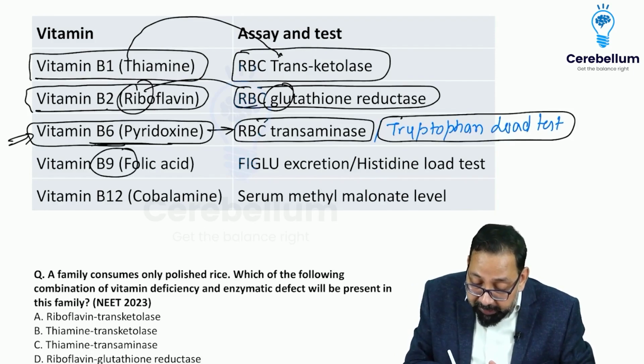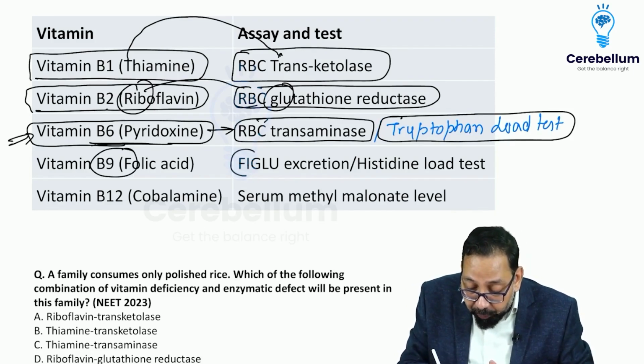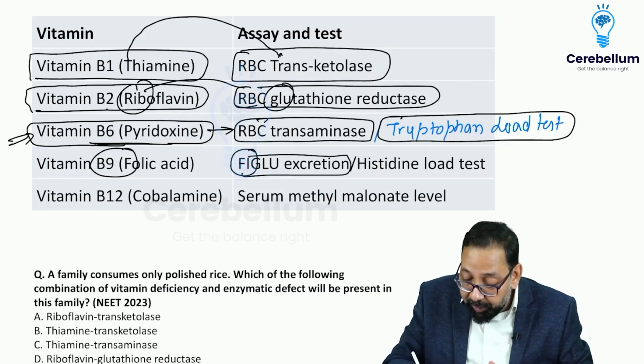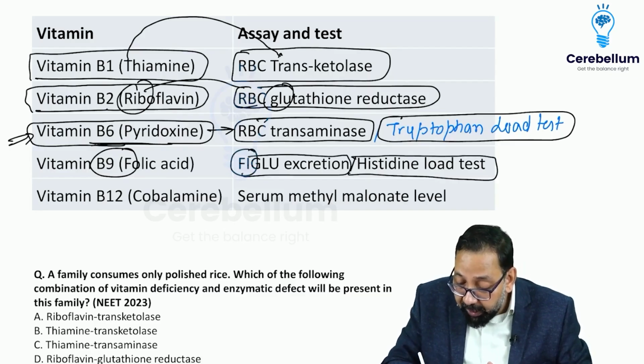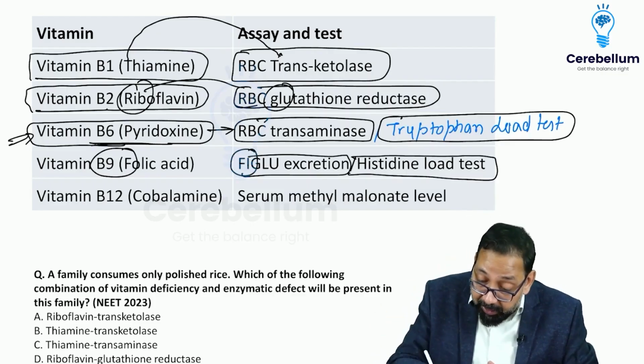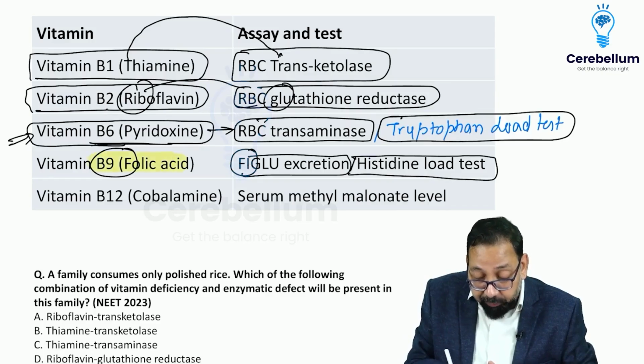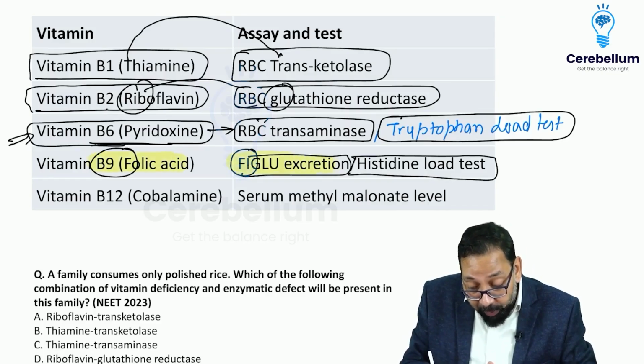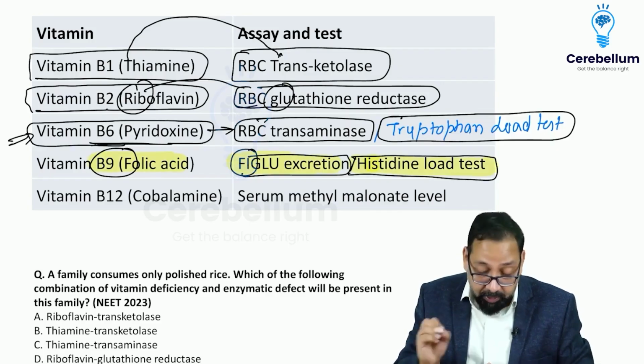B9, folic acid, F4 folic acid, F4 FIGLU excretion or histidine load test. A question is asked that FIGLU is a metabolite of histidine. So you will remember easily: B9, folic acid, F4 folic acid, F4 FIGLU excretion or histidine load test.